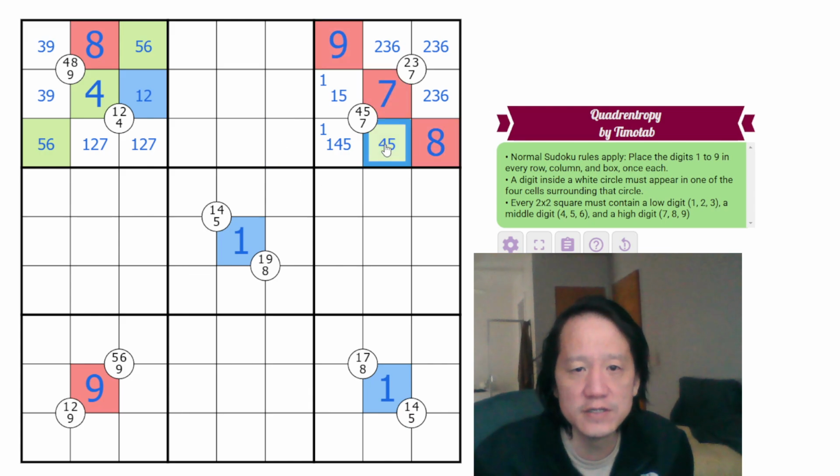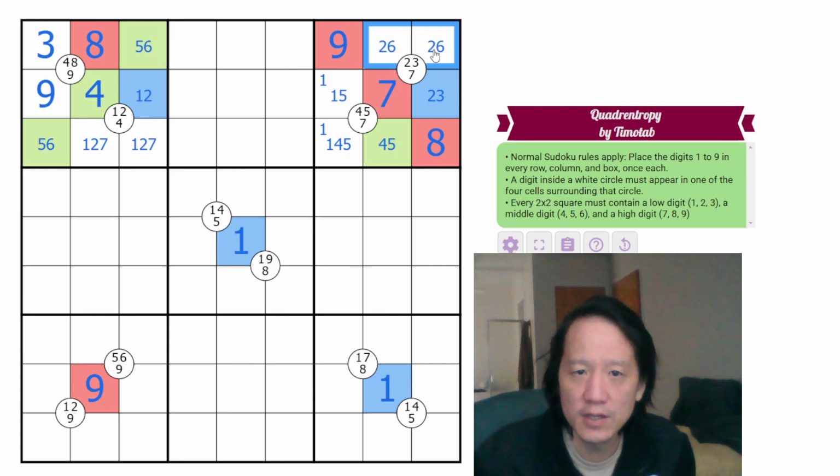Now, this is a middle number. So we have in this 2 by 2 area, we need a low number. So therefore, this must be a low. So this cannot be 6. This cannot be 9. So this is now 3, and this is 9. That's 3 in the corner. We celebrate. These can no longer be 3. So we now have a 2, 6, 2, 6 pair.